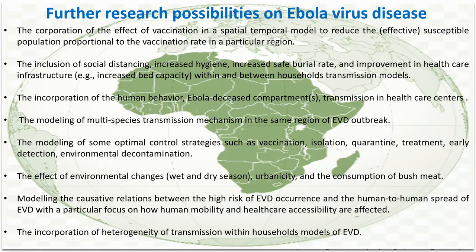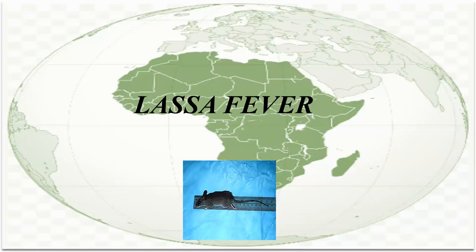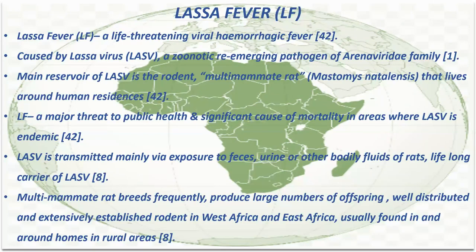The next one we consider is Lassa virus. Lassa fever. Lassa fever is caused by rats. So that is why we have these rodents here to represent the Lassa fever. What is Lassa fever? Lassa fever is a life-threatening viral hemorrhagic fever. It's an animal disease, because it has to do with a rodent that is a vector.